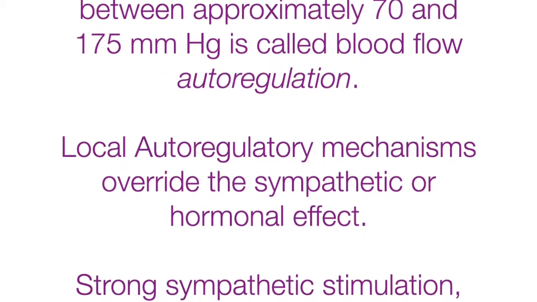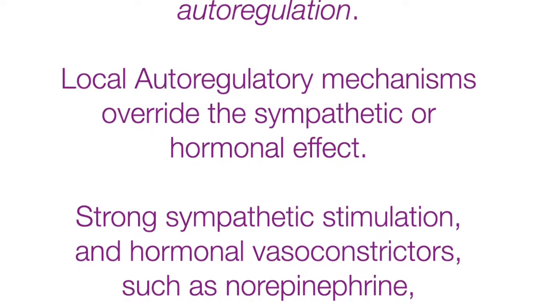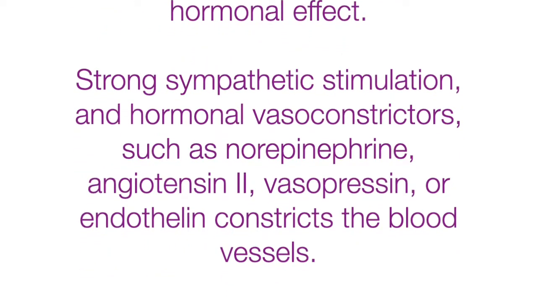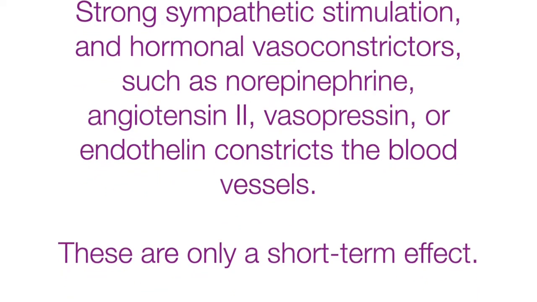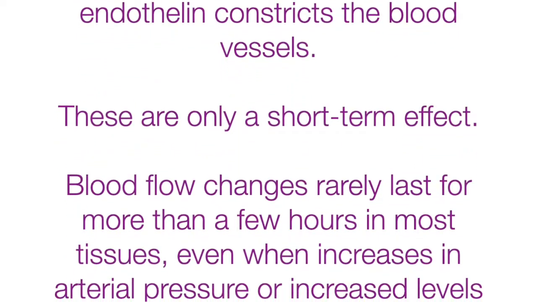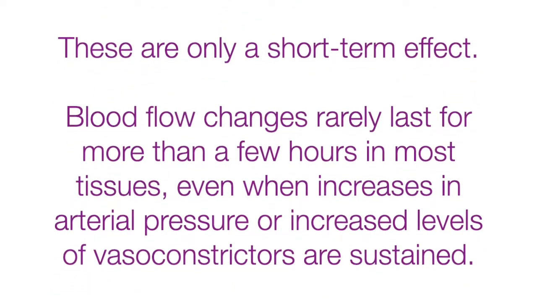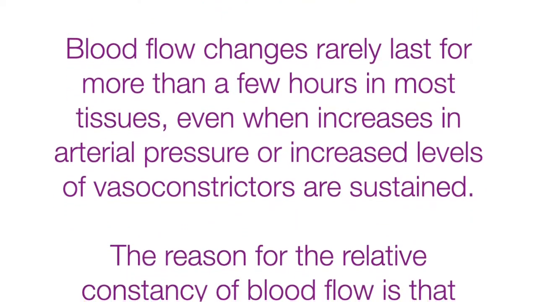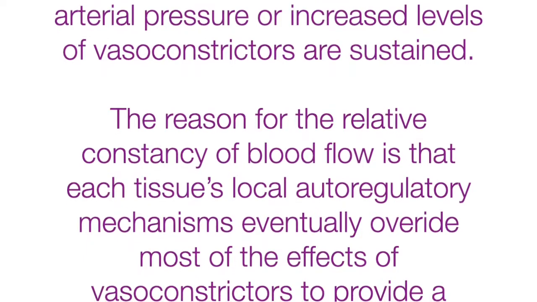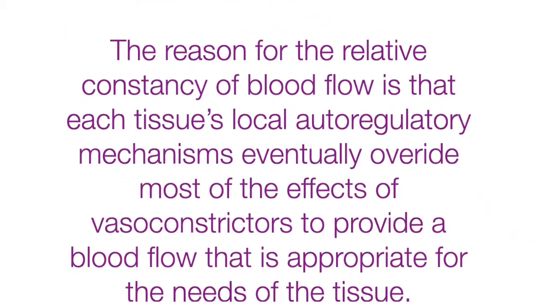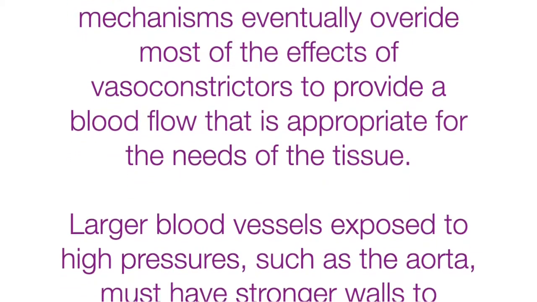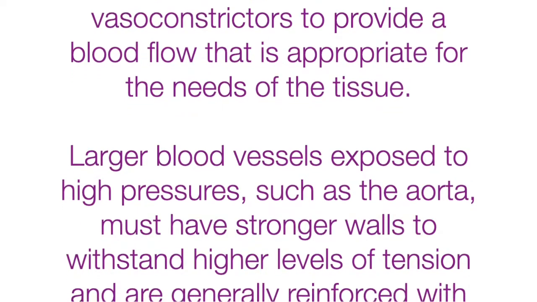Local autoregulatory mechanisms override the sympathetic or hormonal effect. Strong sympathetic stimulation and hormonal vasoconstrictors such as norepinephrine, angiotensin II, vasopressin, or endothelin constricts the blood vessels. These are only a short-term effect. Blood flow changes rarely last for more than a few hours in most tissues, even when increases in arterial pressure or increased levels of vasoconstrictors are sustained. The reason for the relative constancy of blood flow is that each tissue's local autoregulatory mechanisms eventually override most of the effects of vasoconstrictors to provide a blood flow that is appropriate for the needs of the tissue.